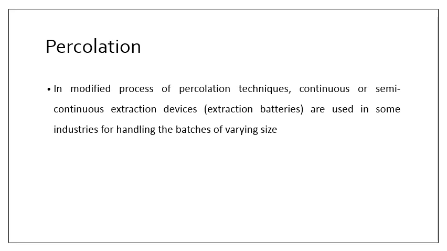The percolation process can be modified to continuous or semi-continuous extraction devices called extraction batteries, which are used in industries for handling batches of varying size. These equipments are operated continuously, and continuously they are providing the extract.